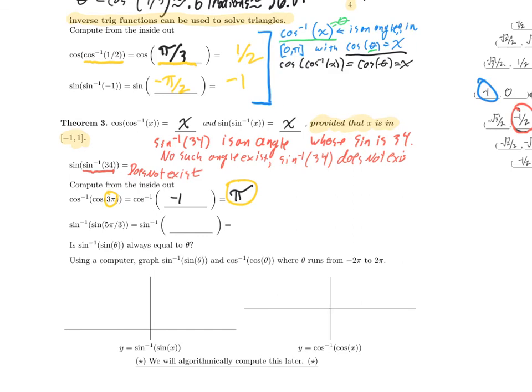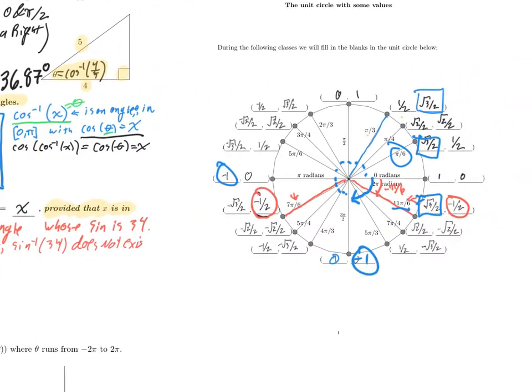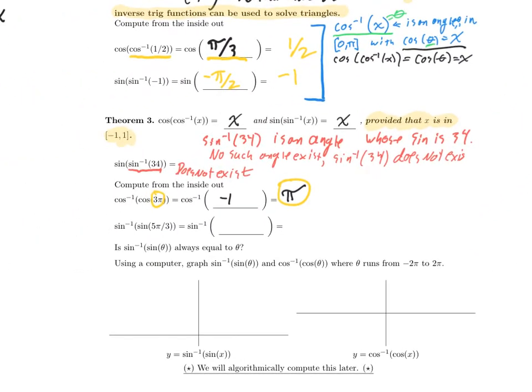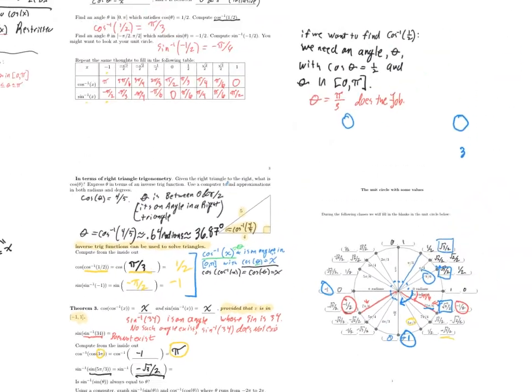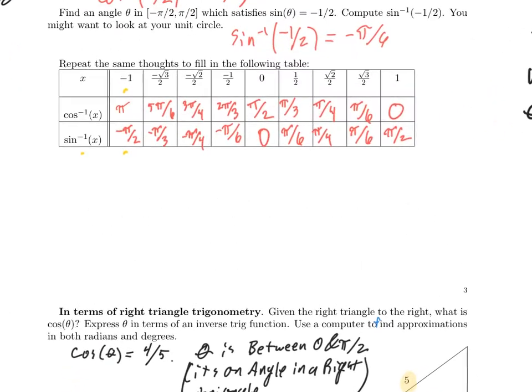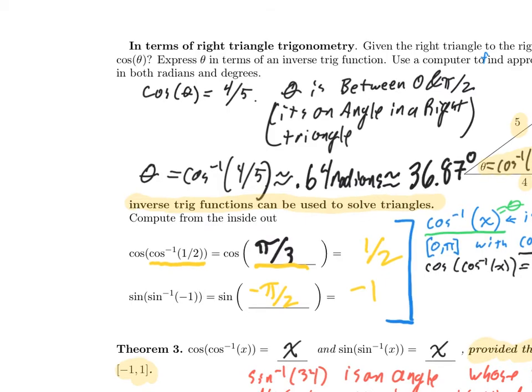How about the second one? The inverse sine of the sine of 5 pi over 3. I'll do the same thing. I'll evaluate it from the inside out. Let's compute the sine of 5 pi over 3. That's literally an angle that we see here, so that is negative root 3 over 2. That is the sine of 5 pi over 3. Now I need to compute the inverse sine of negative root 3 over 2. Well, the inverse sine of negative root 3 over 2 is negative pi over 3.